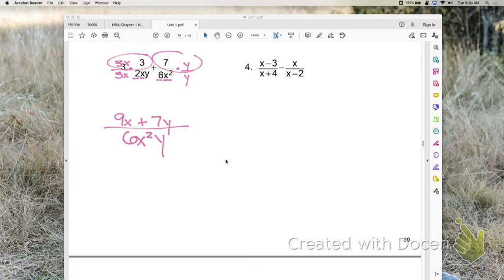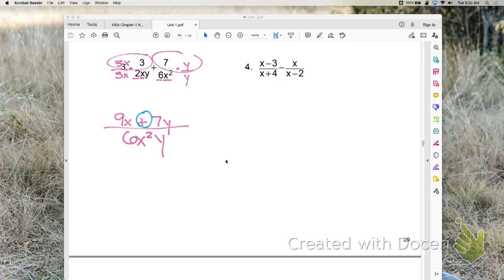You can't actually cancel here, and here's why. You have a plus sign. When there's a plus sign, you're not allowed to cancel, unless you can cancel whole factors that you factor out. So if we had a 9x plus 7y on the bottom, yes, then you would be able to cancel. Exactly.